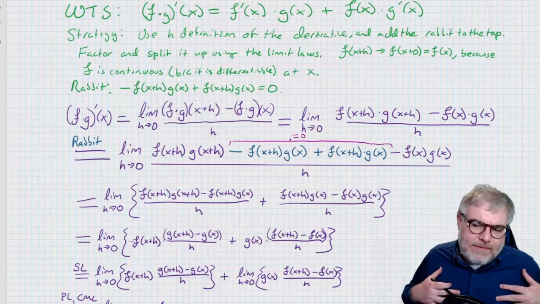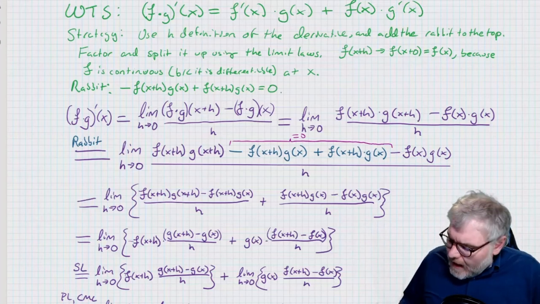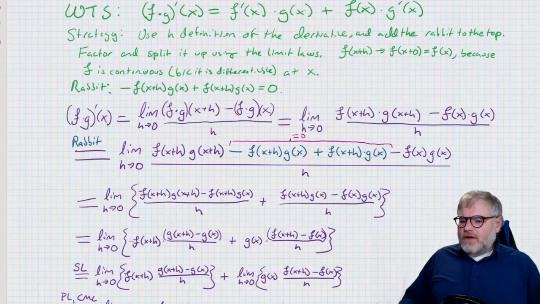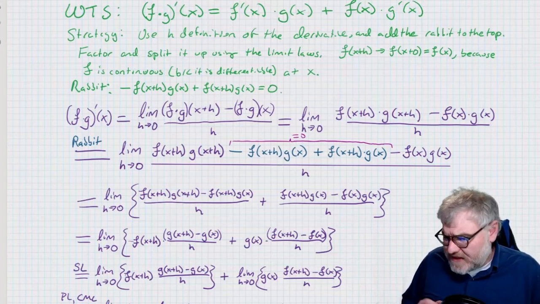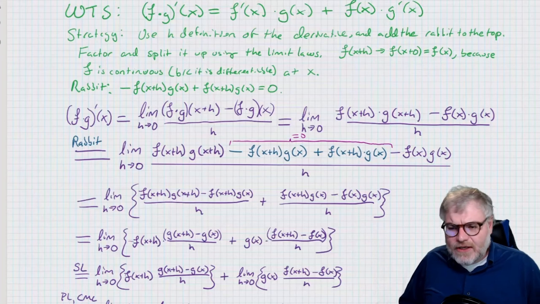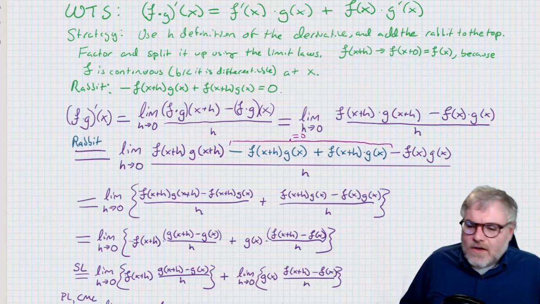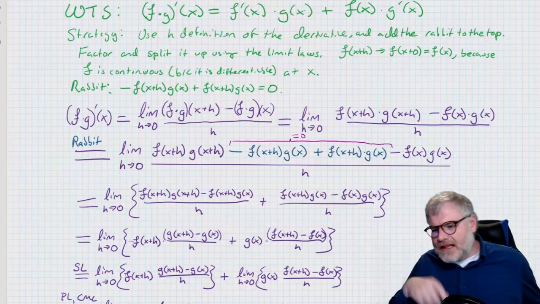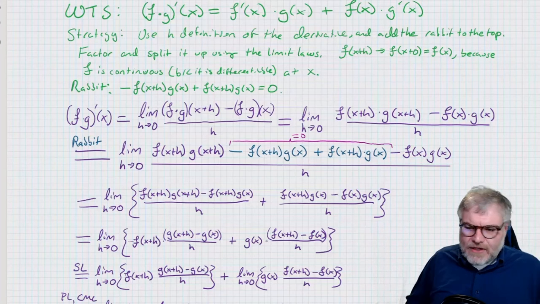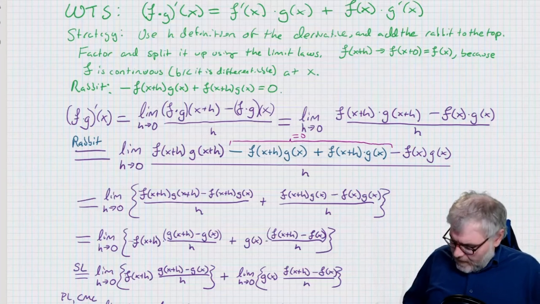This is what I call a rabbit proof. I mean, it's not called a rabbit proof. Other instructors or other people are going to say that this is slightly different. They're going to call them magic tricks or the trick. I like the rabbit because it's just something that gets pulled out of your hat.